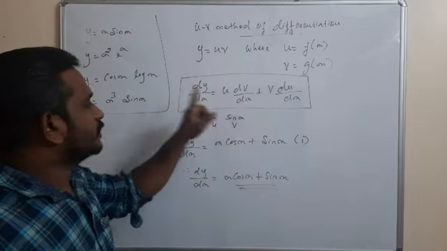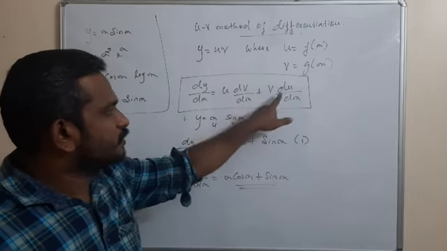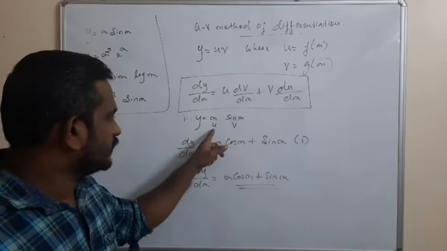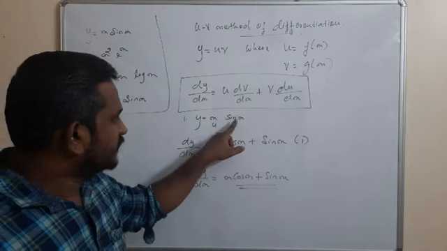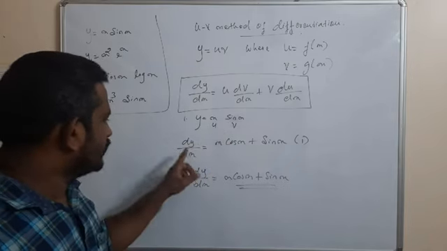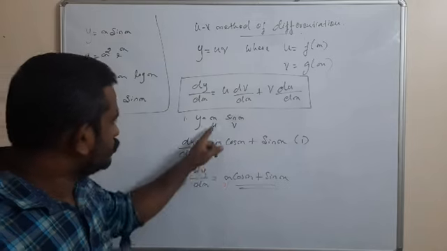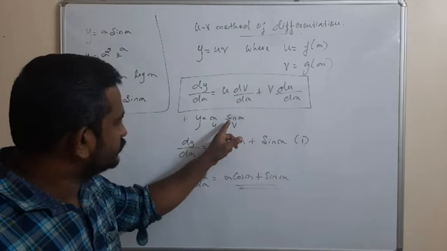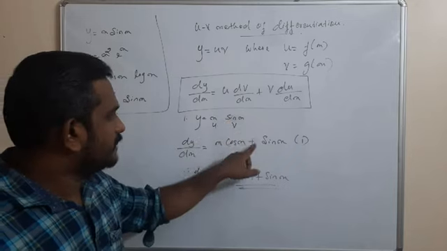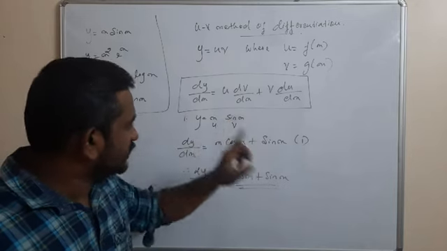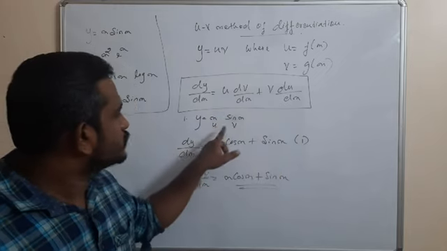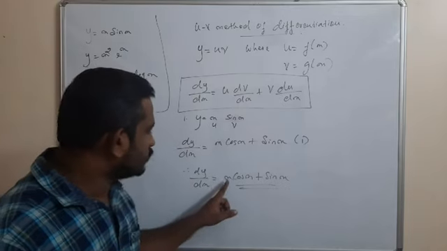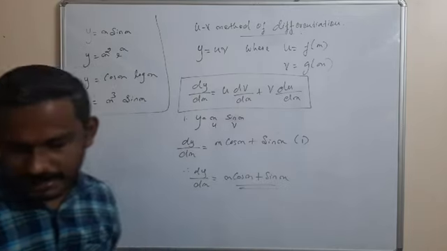So dy by dx equal to u into dv by dx plus v into du by dx. Our first problem, y is equal to x sin x. We take x as u, sin x as v. So dy by dx equal to the formula: u, that is x, into dv by dx, the derivative of v, sin x, so cos x, plus v, that is sin x, into the derivative of u, x, that is 1. Therefore dy by dx equal to x cos x plus sin x.